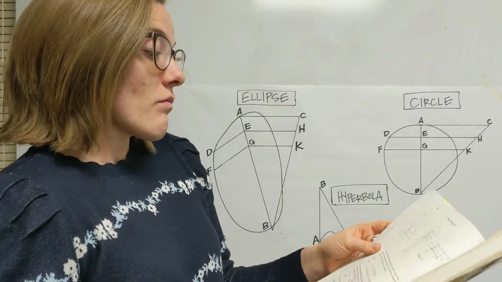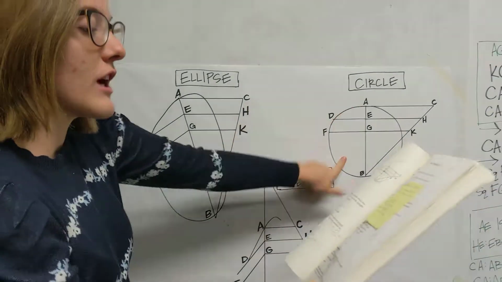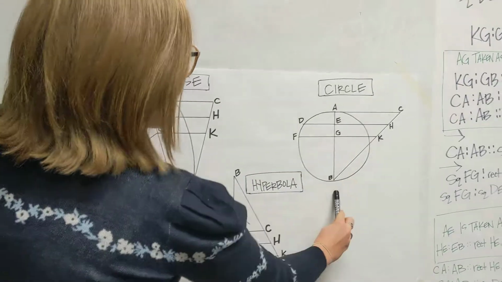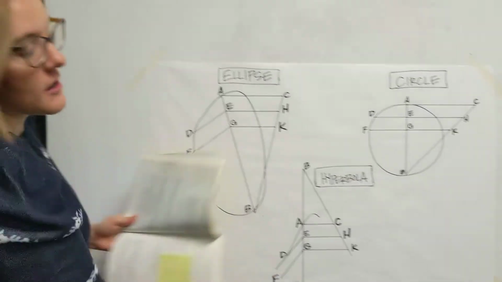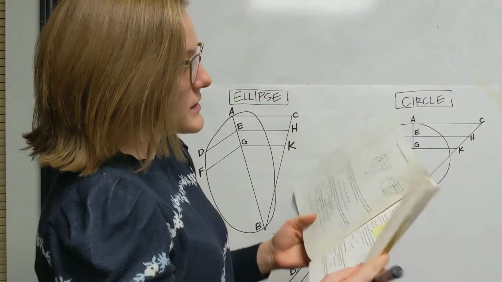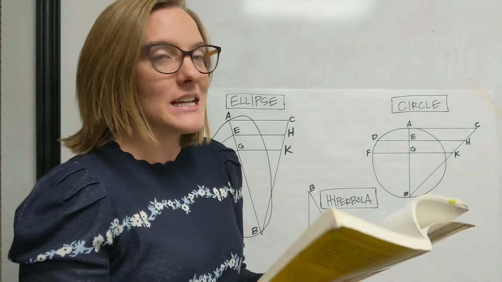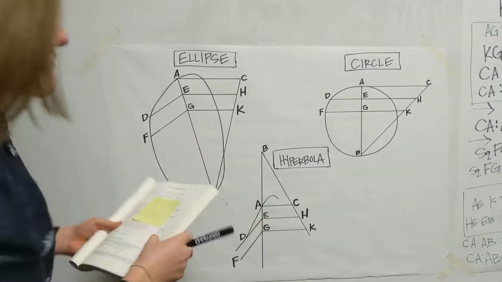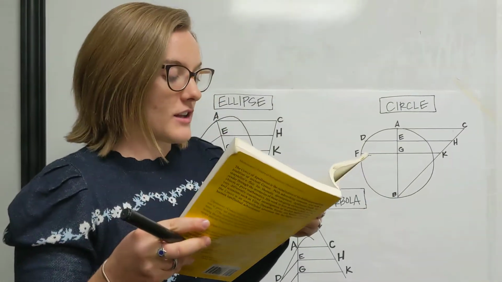So, he says, let there be a hyperbola or ellipse or circumference of a circle whose diameter is AB. So we have AB here, and AB here. So that's the diameter in all three shapes, and whose parameter is the straight line AC. AC is here, AC is here, AC is here. So that's the parameter, or the upright line, as we are calling it as well.